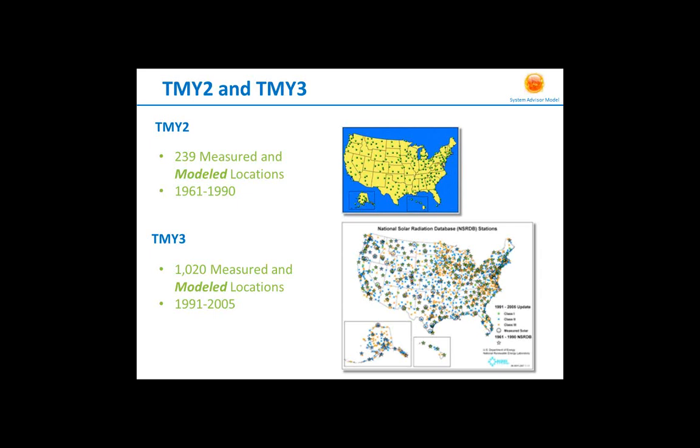The TMY3 database is an update of the TMY2 database and includes the 239 TMY2 locations. For those TMY2 locations, the time span in the TMY3 database is 1976 to 2005. The TMY3 data were developed from more recent data and using better modeling techniques than the TMY2 data. However, TMY3 data was developed using a shorter time period than the TMY2 data, so it may be less representative of the resource over the long term.